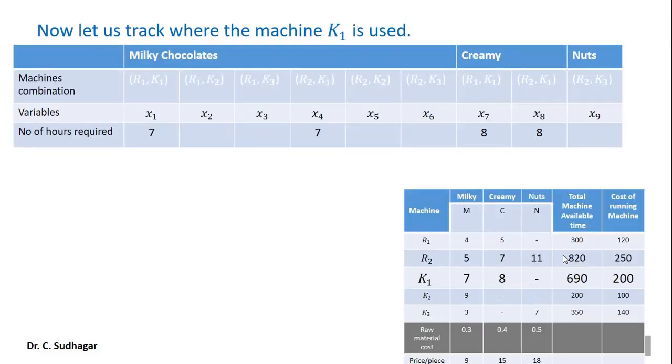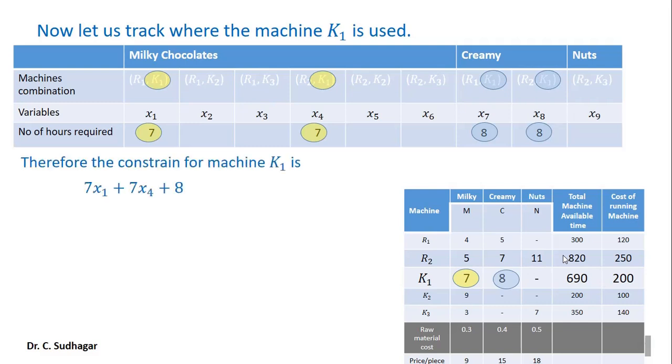Now let us come to the machine K1. Similarly we can calculate one by one. K1, where it is used and how many hours it is used, let us track it. K1 is used 7 hours, so we put the timing. And for creamy chocolates it is used at these two places. The timing required for creamy chocolate is 8, so we can fill that in. So how many hours in total is it used? 7x1 plus 7x4 plus 8x7 plus 8x9. How many hours is it available? It is available for 690 hours. So less than or equal to 690.